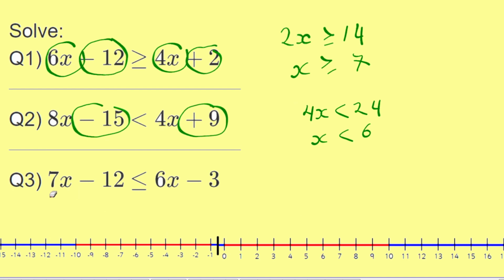Okay, last one here. We've got from minus 12 to minus 3. So from minus 12, we've got 1, 2, 3, 4, 5, 6, 7, 8, 9. So the difference is 9. And from 7 to 6 is 1. So x is just less than or equal to 9. Okay.